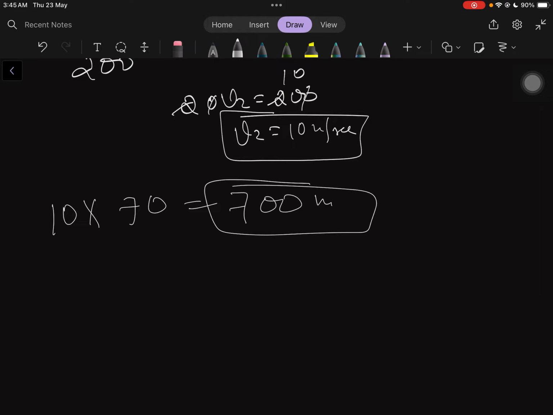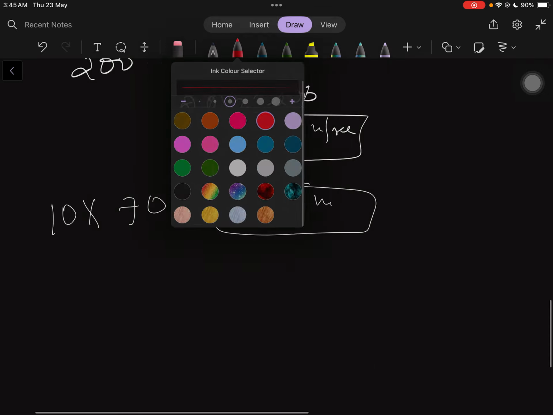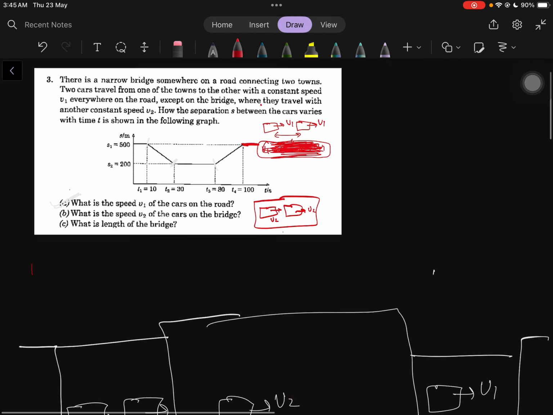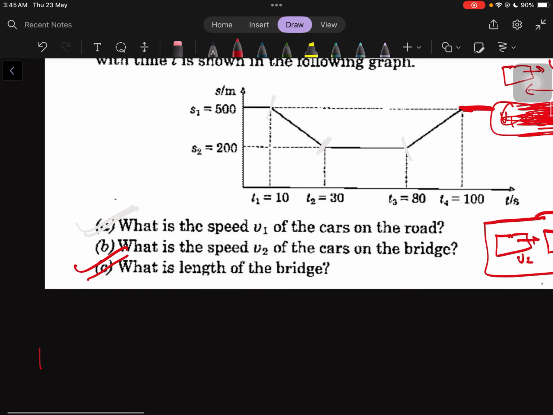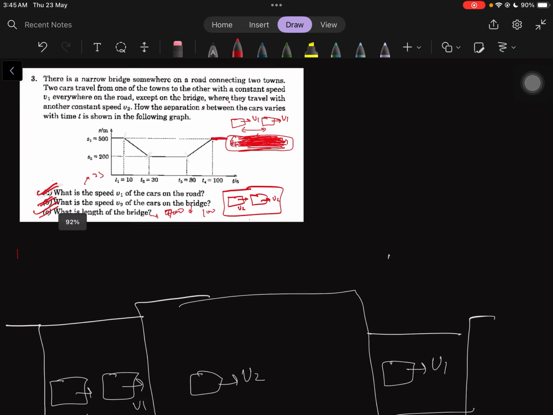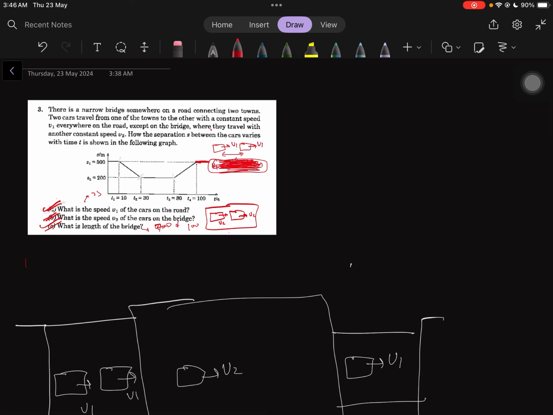So this was your solution, and it's a very easy problem if you know the proper analysis of graphs. Okay, so this is also done. So this is your 25, I guess. This is your 100 something, and this is your 700 something. So this is my answer, and I hope you all have understood the concept and the question.